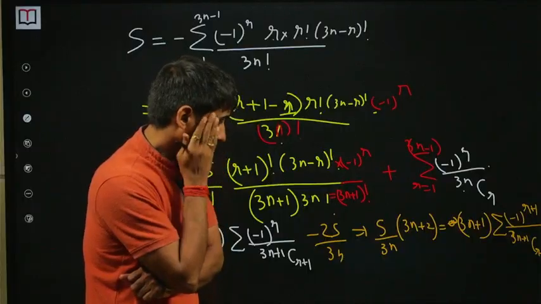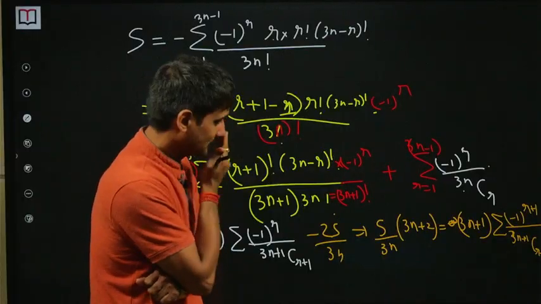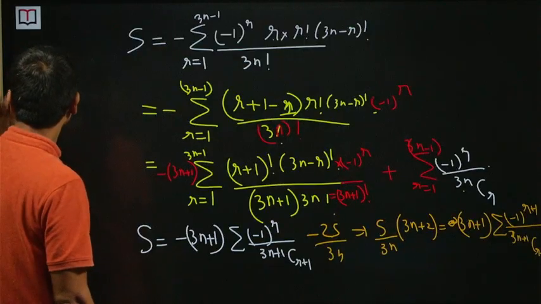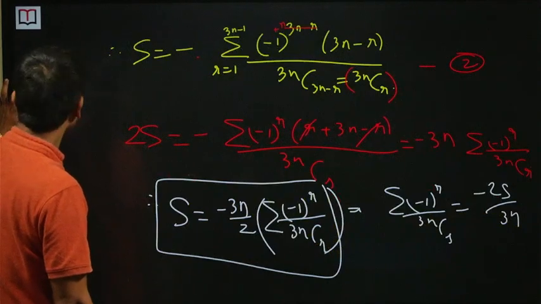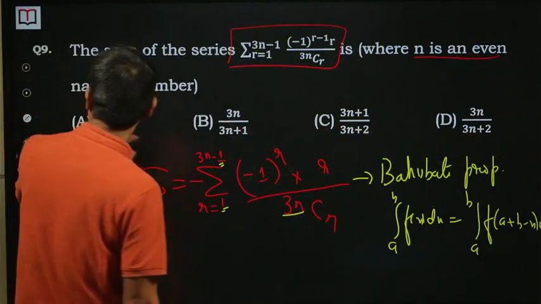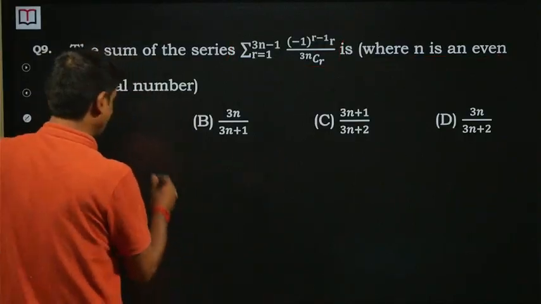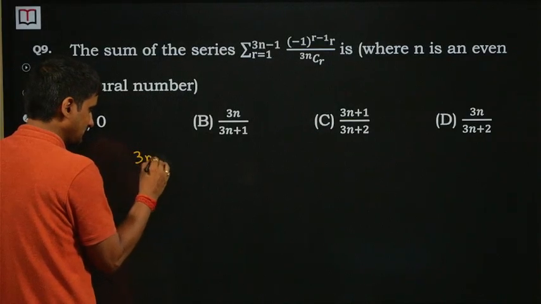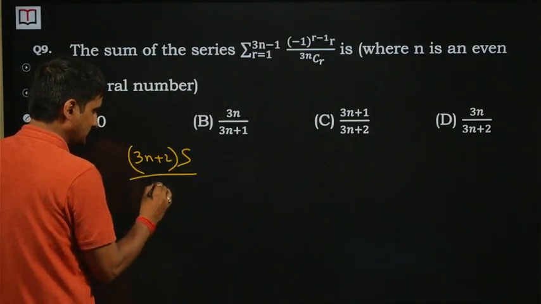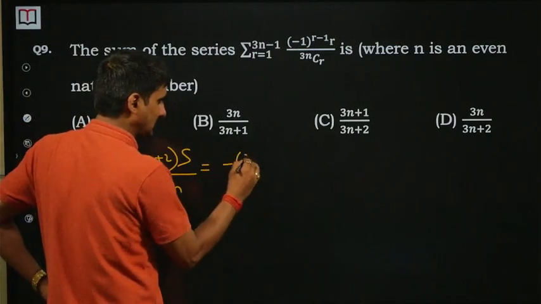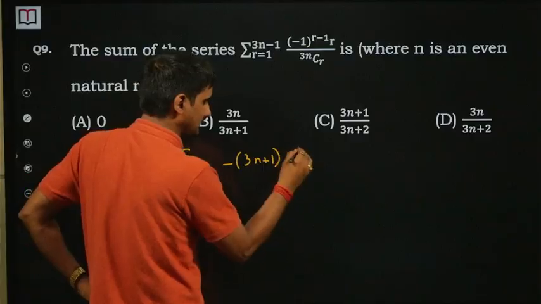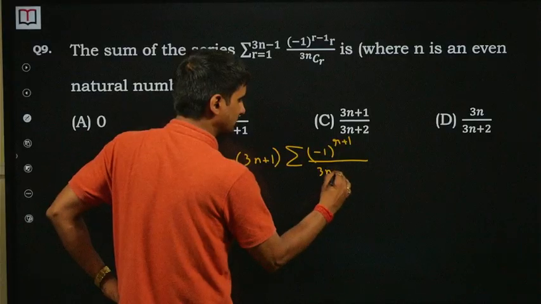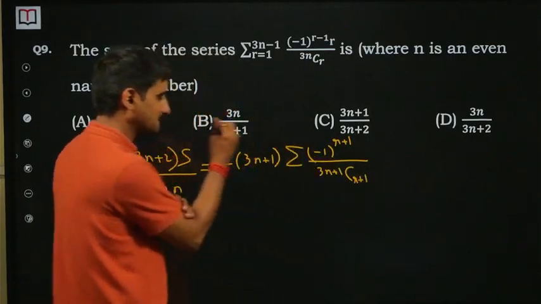Now the point is how to get it. Do I have a slide? Wait, no. Shall I go back, and maybe this I may erase. So now we have this situation where (3n+2) s upon 3n is equal to minus times 3n plus 1, summation of (-1)^(r+1) upon (3n+1) C(r+1).